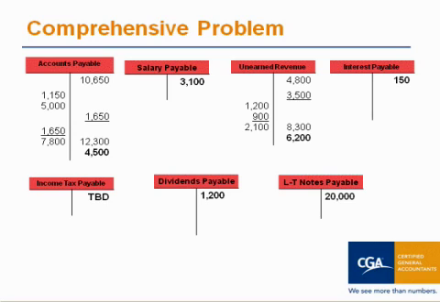Unearned revenue, there were several transactions to unearned revenue. On the debit side, summing up, we have $2,100, and on the credit side, we have $8,300. The difference between the two is a credit balance of $6,200. Interest payable, we just have that one posting of $150. Income taxes payable, that's yet to be determined. Dividends payable, we have $1,200, and the long-term note payable, no change at $20,000.